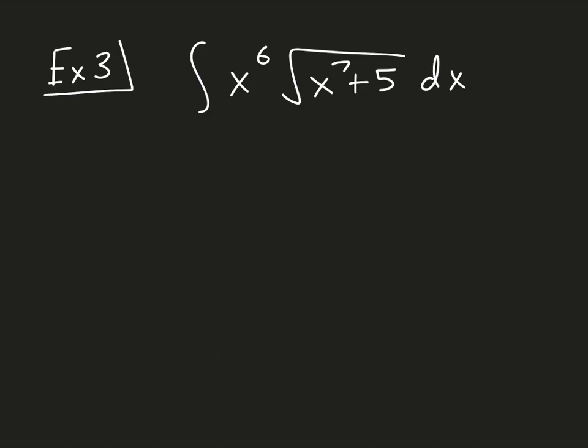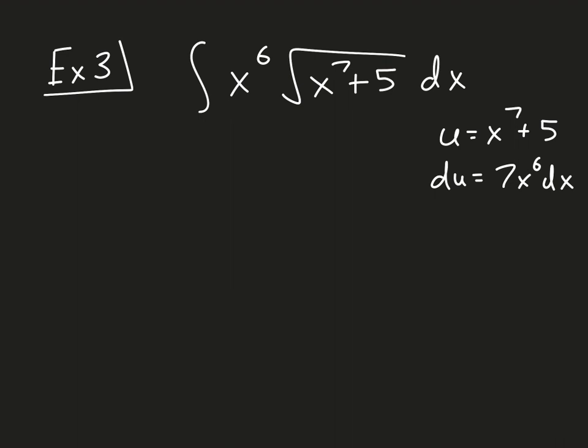All right, example 3. The integral of x to the 6th times the square root of x to the 7th plus 5 dx. So immediately I'm pretty sure I know what my u should be here, because I see x to the 7th plus 5 on the interior of that radical. So my du is 7x to the 6th dx. Now, there isn't exactly a 7x to the 6th in the integrand.